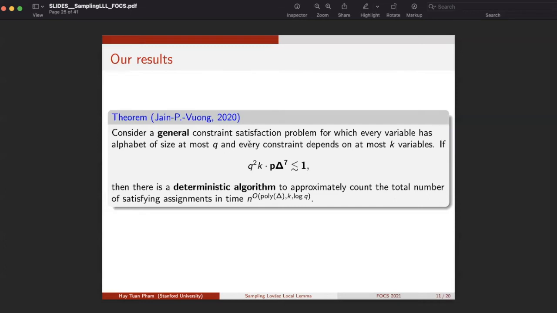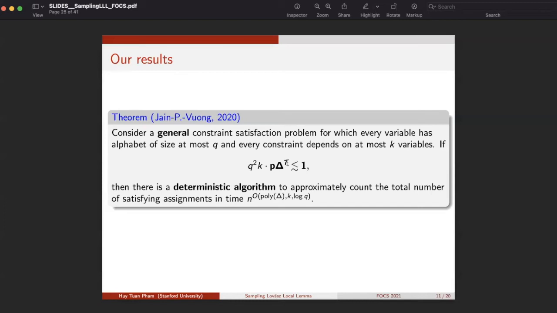So if we have a general constraint satisfaction problem, and let's assume that each variable takes value from an alphabet of size at most q, which is bounded, and each constraint depends on at most k variables, which is also considered here an absolute constant. Then essentially, as long as p times delta to the 7 is small, there is a deterministic algorithm to approximately count, and also an efficient algorithm to approximately sample the satisfying assignment. So here, compared to the Lovász local lemma condition, we are only off by this factor of 7.